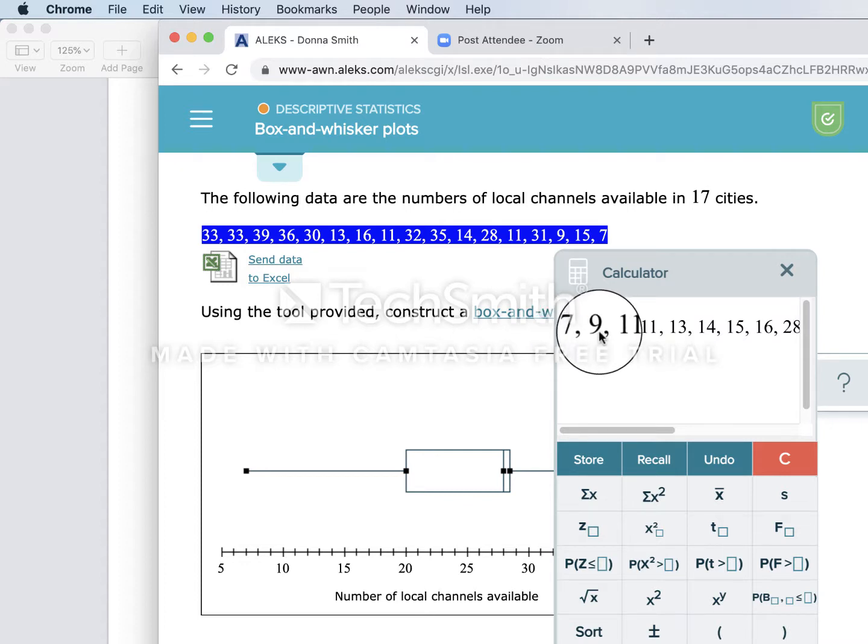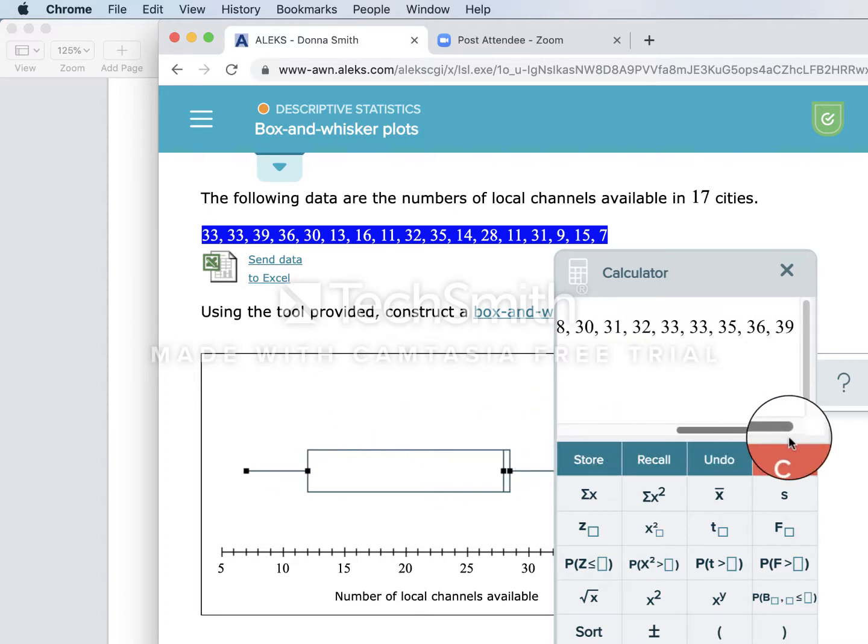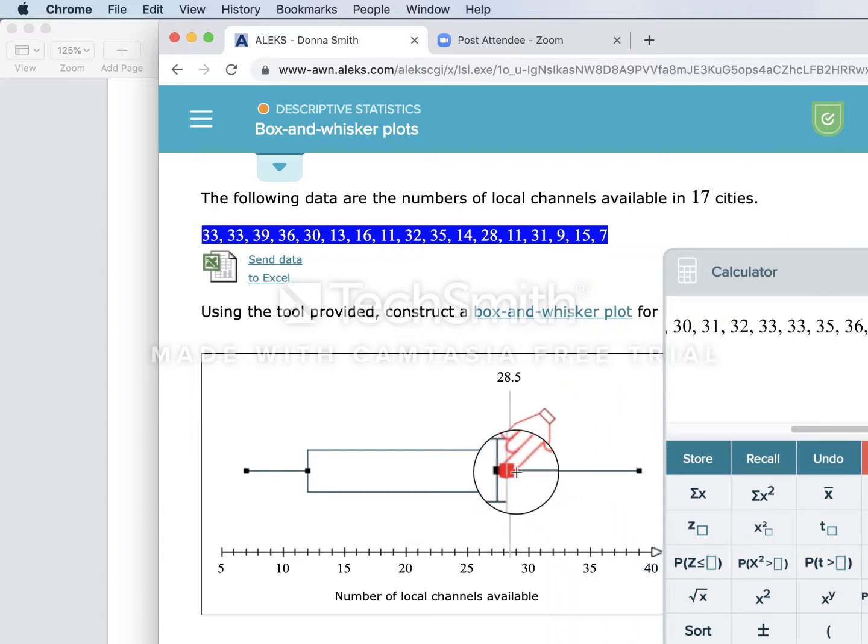So I have 1, 2, 3, 4. So the 4th is 11 and the 5th is 13. So halfway between 11 and 13 is 12. And then I'm going to take the average of the 4th and 5th coming from the top. So 1, 2, 3, 4 is 33 and the 5th is 33. So halfway between 33 and 33 is 33.